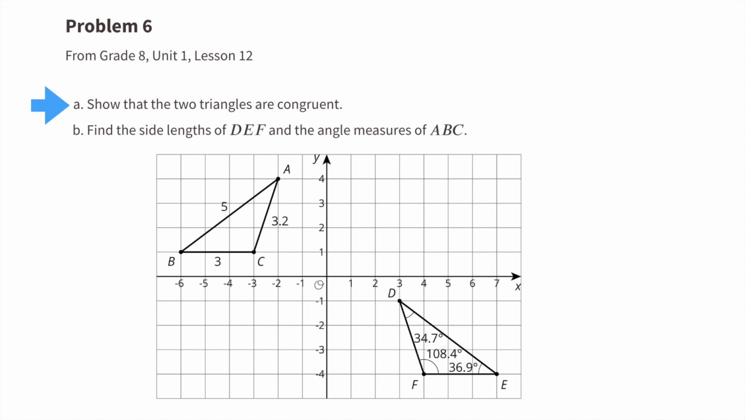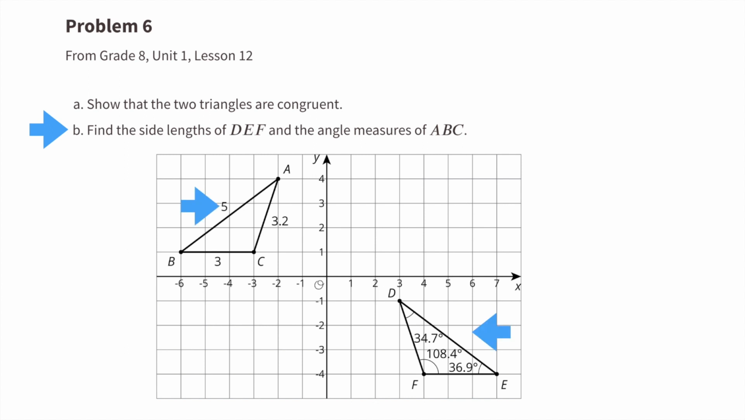Number 6. A. Show that the 2 triangles are congruent. You would reflect across the y-axis and move down 5 units. B. Find the side lengths of DEF and the angle measures of ABC.